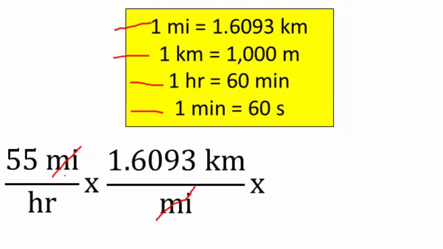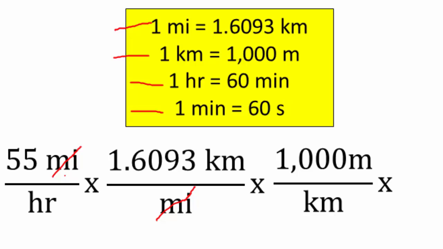Next, we want to change kilometers to meters. So we go to the second conversion factor we found up there. And so we're going to put kilometers at the bottom and meters at the top. I put 1,000 meters over 1 kilometer. Now kilometers is canceled out. Now I have changed it to meters. So I'm done with the distance because it said we wanted meters, and I've got meters.